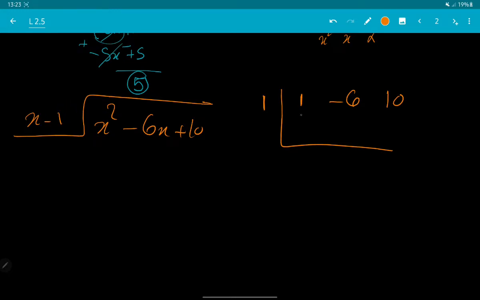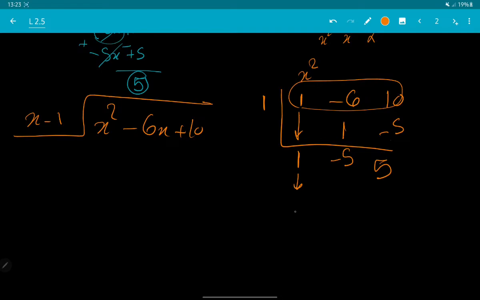Do you remember the first step? Drop the 1. Now multiply. 1 by 1 is 1. Add them, it's negative 5. Multiply negative 5 by 1, it's negative 5. Add them, it's 5. The question started with x power 2, so the answer is starting with x. So this is x minus 5. What about this one? This is the remainder.